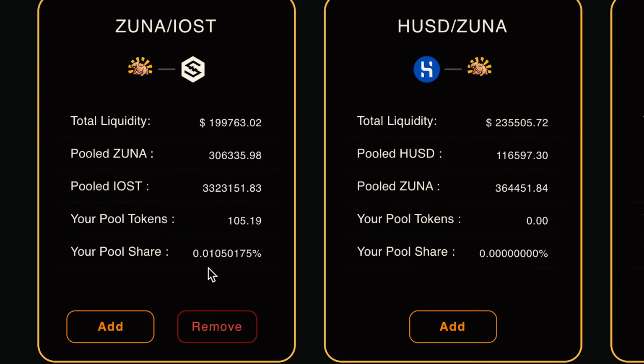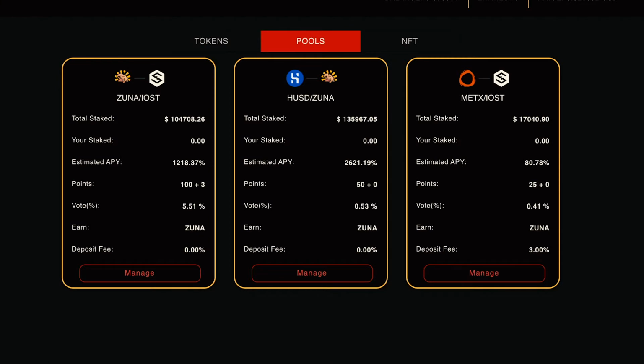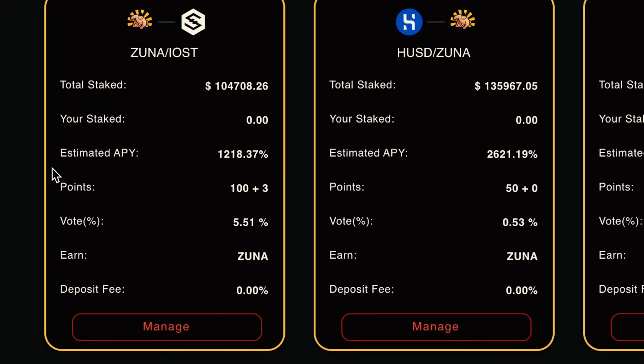Okay. So again, I'm using a very small amount of tokens to get this done. So my pool share is gonna be so tiny. I'm literally at 0.01%. So the way their finance protocol is set up, when you add money to the liquidity pools, it's giving you an equivalent amount of Zuna tokens that you can stake in their vaults or some of their other single token staking pools.